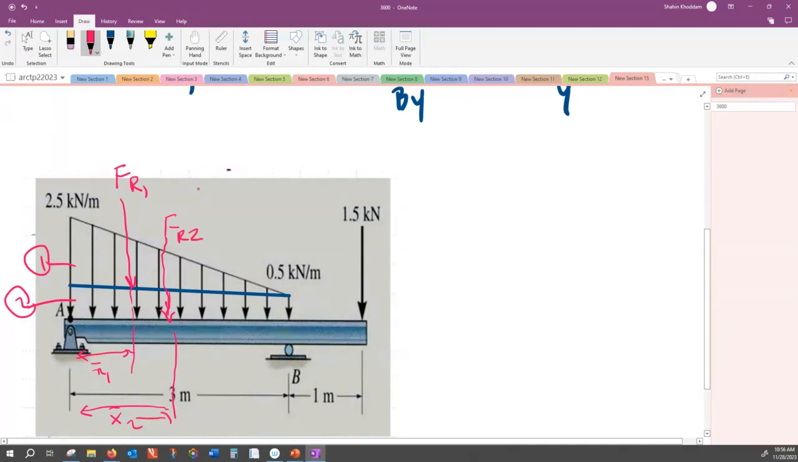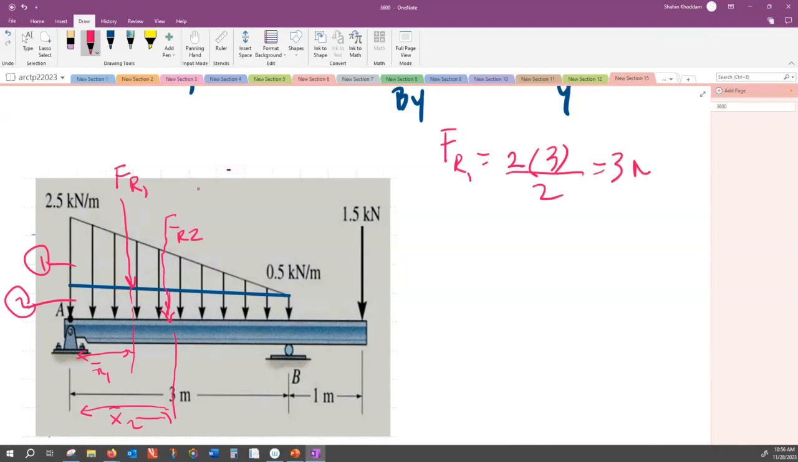Okay, let's find out FR1. Who can help me with FR1? Area of the triangle. Base multiplied by the side, that 1.5. The triangle, yeah, triangle. 2 times 3 divided by 2, right? Yep. That is 3 Newton. And what about FR2? That is 3 multiplied by 0.5. That is Newton meter. This is meter. That is 1.5 Newton. Oh, sorry, kilonewton.